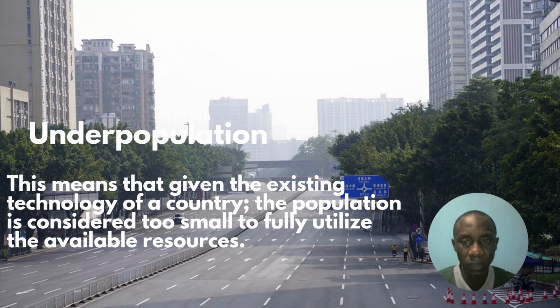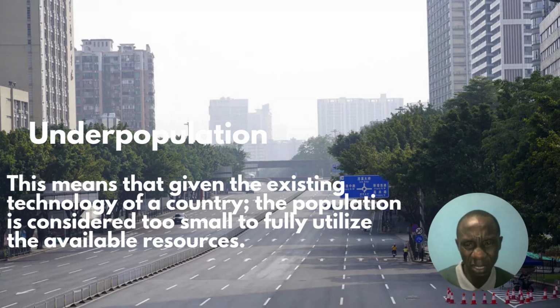Next is underpopulation. Underpopulation exists when, given the existing technology of the country, the population is too small to fully utilize the available resources. In overpopulation, the population is too large for the available resources. But here we are talking about underpopulation, where the population is too small to fully utilize the available resources, given the level of technology that they have.